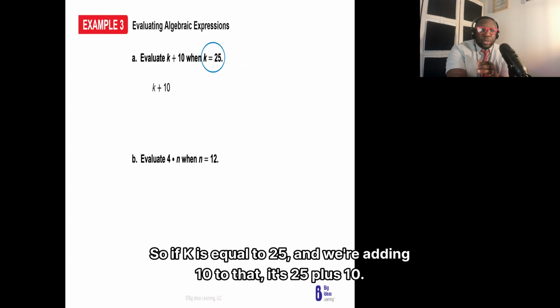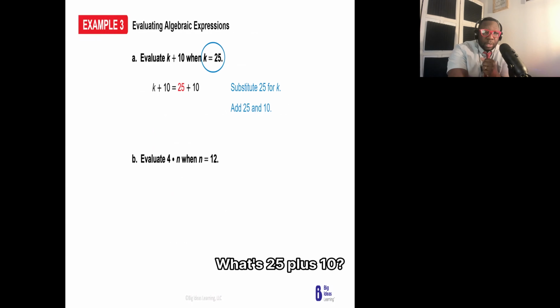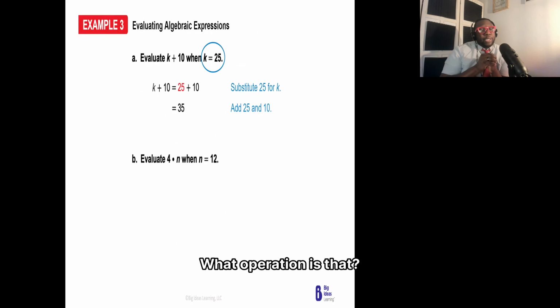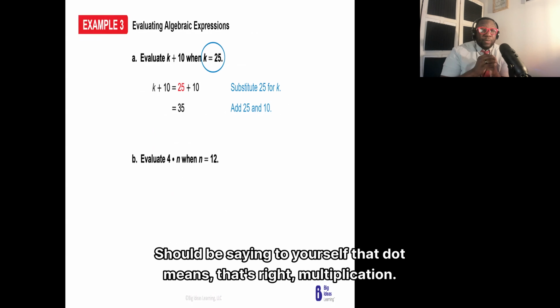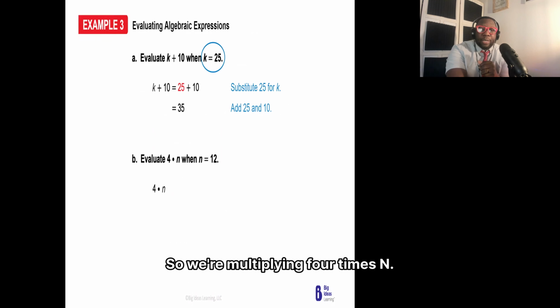So if k is equal to 25, and we're adding 10 to that, it's 25 plus 10. What's 25 plus 10? Yeah, you should have said 35. What about letter B? What does that dot represent? What operation is that? You should be saying to yourself, that dot means, that's right, multiplication. So we're multiplying 4 times n.